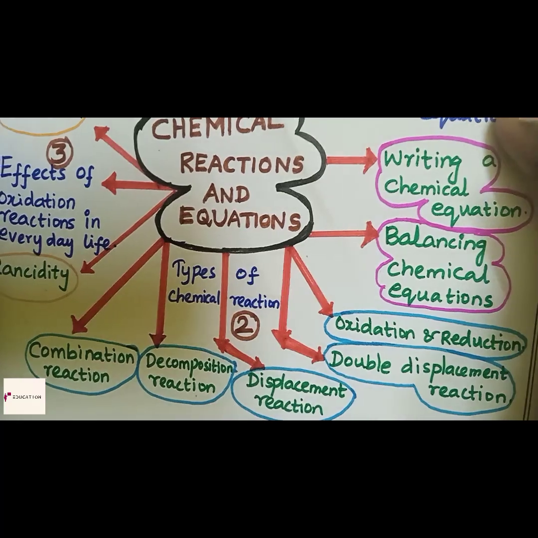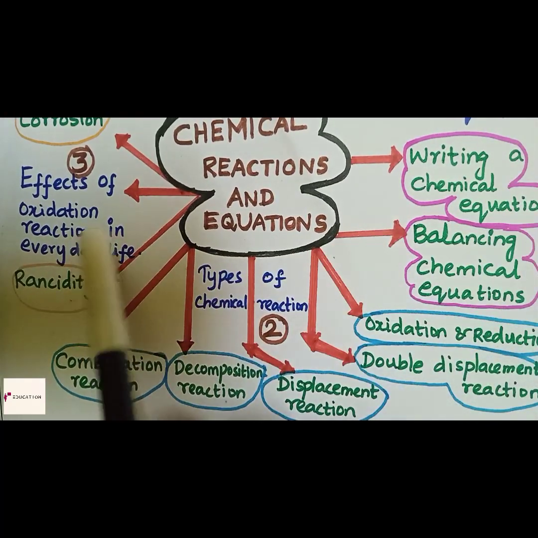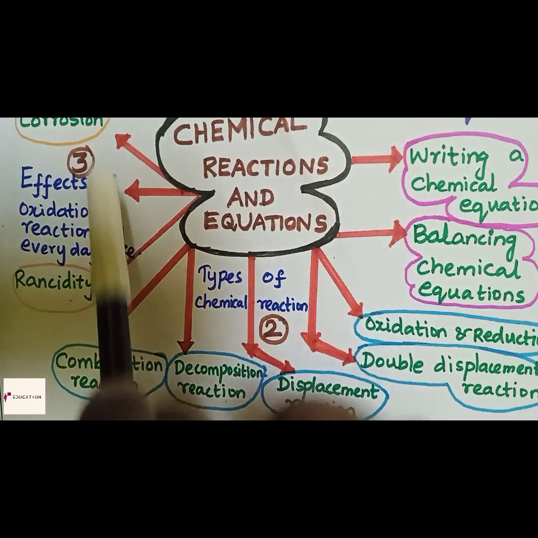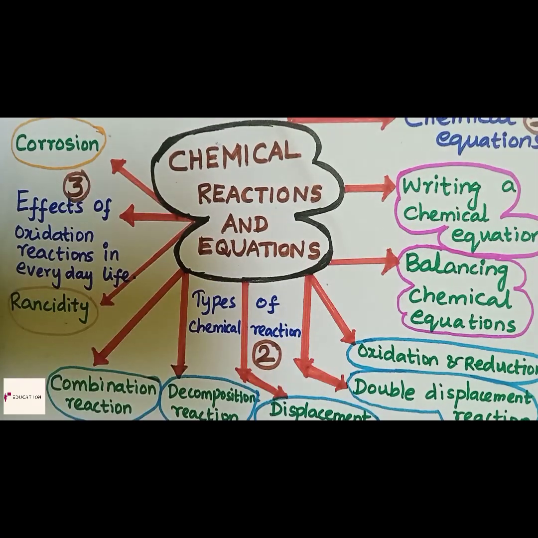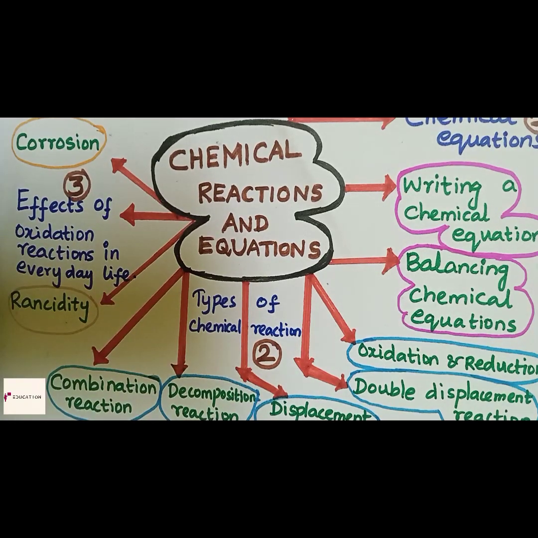The third subtopic of this chapter is effects of oxidation reactions in everyday life. So what are the effects? Corrosion and rancidity. What is corrosion here? If you keep an iron nail in air or in moisture, what will happen? Rust will deposit on it. What is the reason? Because of oxidation, because it was in the open atmosphere.